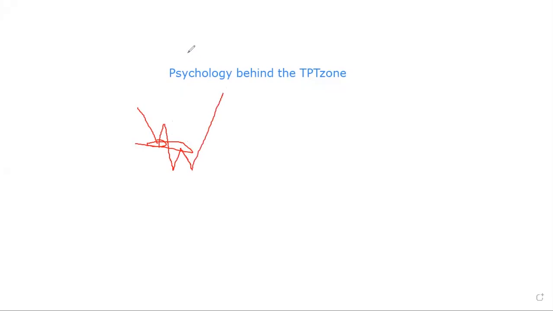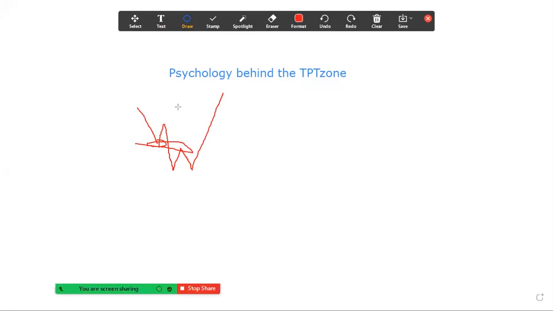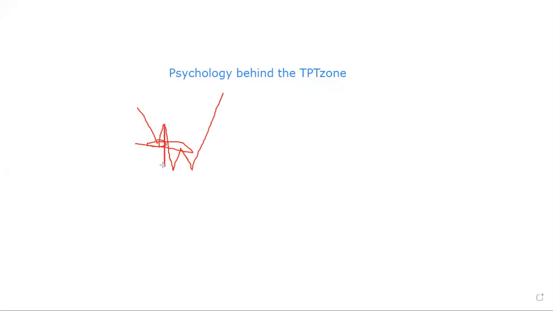Now, what we want to discuss today is simply this zone, this particular zone. We want to know what happened at this level, this level where our circle is. We want to know what happened inside that circle. Now, what happened inside this circle is what I call the TPT zone.